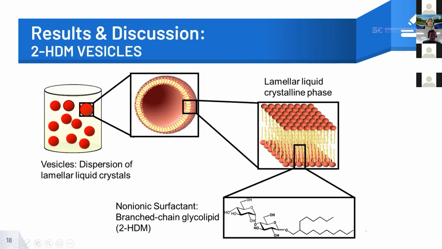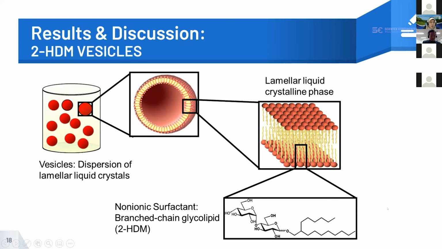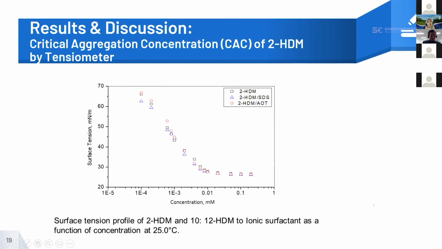So this is the illustration of the formation of vesicles from 2-hexadecyl maltoside. It formed self-closed lipid bilayers known as vesicles. This is the result of the critical aggregation concentration for 2-hexadecyl maltoside by tensiometer. You can see the CAC break point when you add the anionic surfactant to the system.